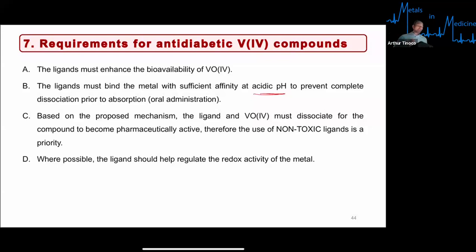Based on the proposed mechanism, the ligand and the vanadium form must associate for the compound to become pharmaceutically active. Therefore, the use of non-toxic ligands is a priority. So that's the proposed mechanism of the vanadium becoming associated with transferrin in order for it to be released into the cellular environment. And where possible, the ligand should regulate the redox activity of the metal.